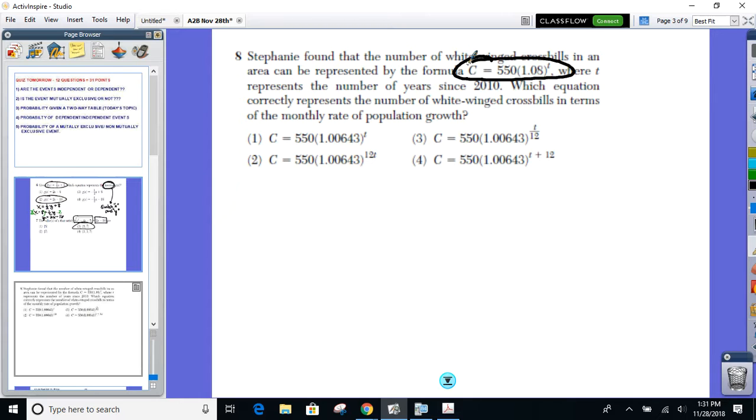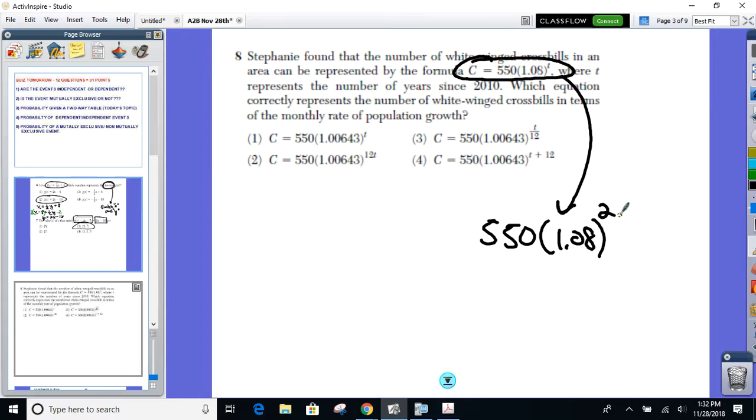How many variables are in the equation? 1, T. Pick a number for T. Ian, pick a number for T. 2. Everyone plug in 2, please, for T into the original one. 550 times 1.08 to the second. Everyone see that number on your calculator?